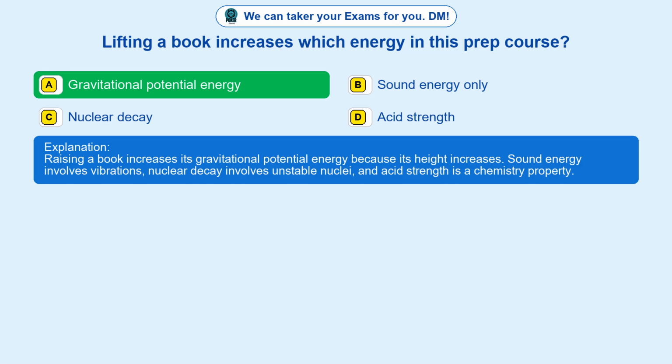Raising a book increases its gravitational potential energy because its height increases. Sound energy involves vibrations, nuclear decay involves unstable nuclei, and acid strength is a chemistry property.